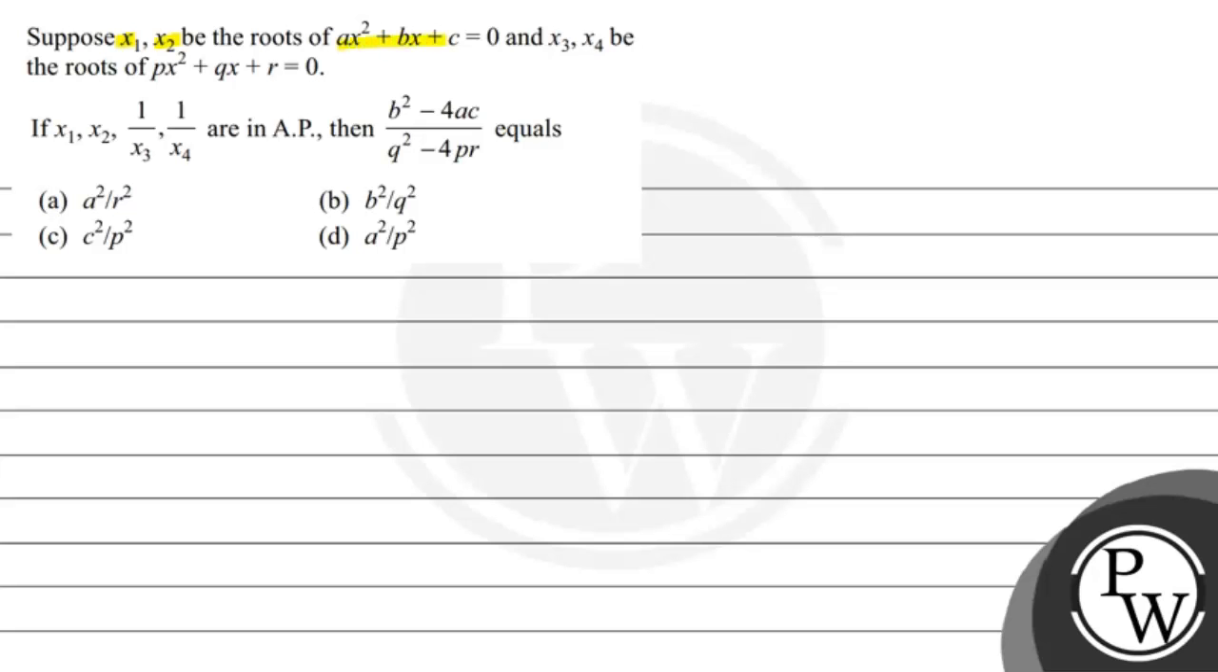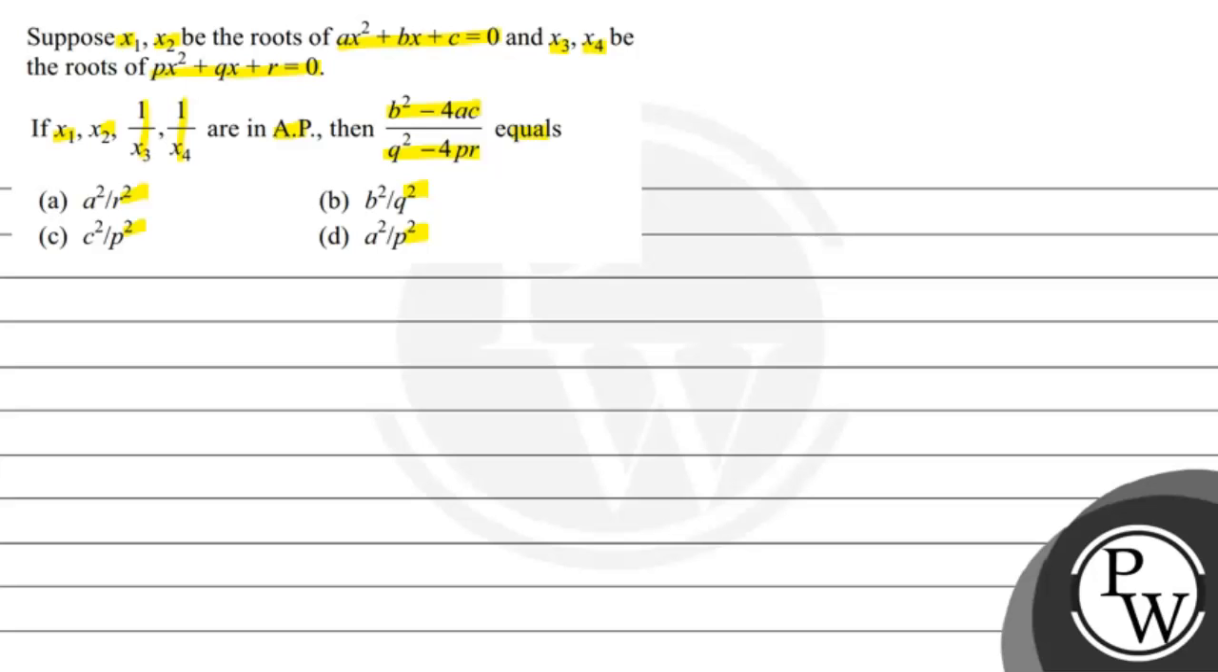Let's see the question. Suppose x1, x2 are the roots of ax square plus bx plus c is equal to 0, and x3, x4 are the roots of px square plus qx plus r is equal to 0. If x1, x2, 1 upon x3, 1 upon x4 are in AP, then (b square minus 4ac) upon (q square minus 4pr) equals, and you have four options and you have to tell which one will be correct and gives the value of the given expression.